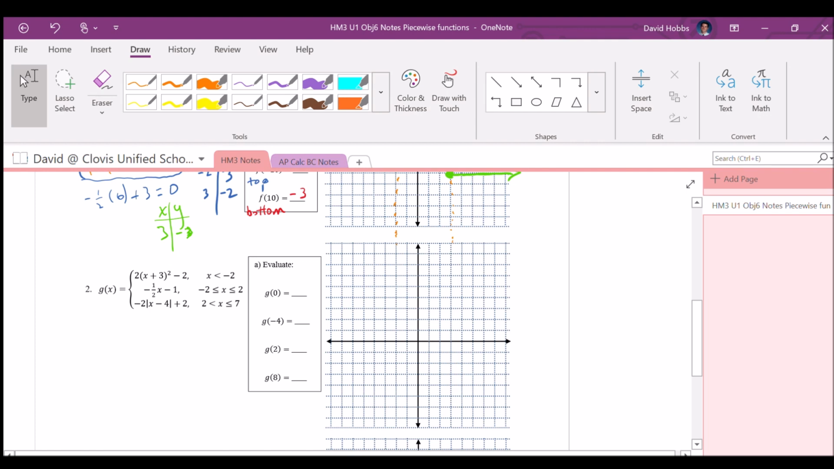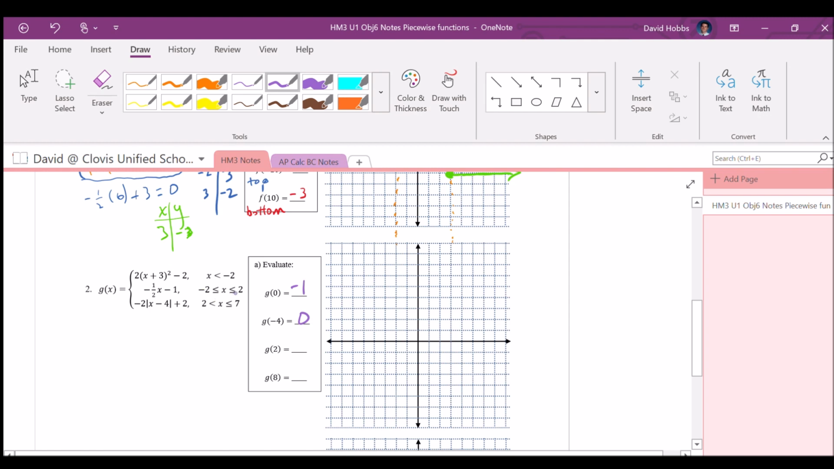Okay, so g of 0, again, this is a 3-piecewise function. So g of 0: is 0 less than negative 2? Is 0 in here? Yep, it's the middle rule. So negative 1/2 times 0 minus 1 is negative 1. G of negative 4, that's the top rule. Negative 4 is less than negative 2. So negative 4 plus 3 is negative 1, squared is 1, times 2 minus 2, that's 0.